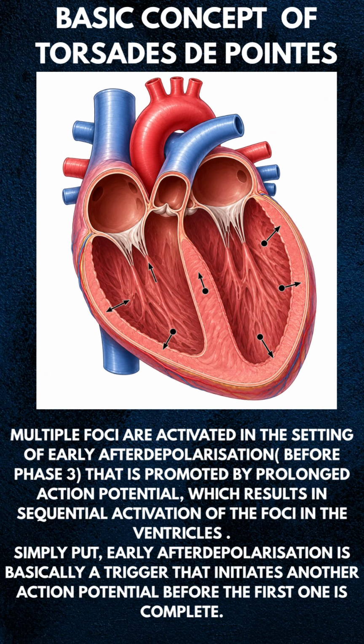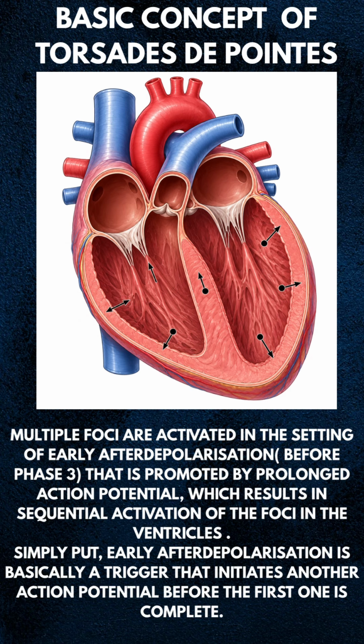So as you can see here, multiple foci are getting activated in the setting of early afterdepolarization. So this is basically a trigger that initiates another action potential before the first one is even complete. Now when this happens, there is a rhythmic activation of the foci in the ventricle. So even the normal myocardial tissue can become partially activated or may become fully activated in this setting.